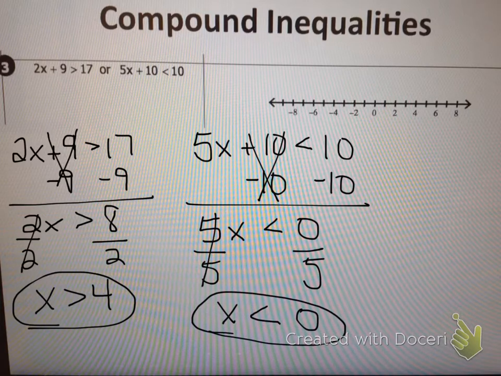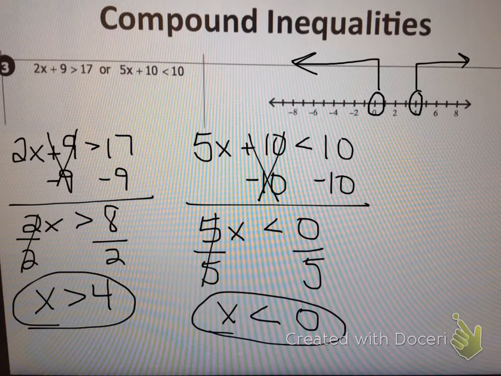Now for the graphs, both of these graphs are going to be open circles. We'll have an open circle at positive 4, and we're talking about numbers that are larger than 4. We have an open circle at 0, and we're talking about numbers that are less than 0.